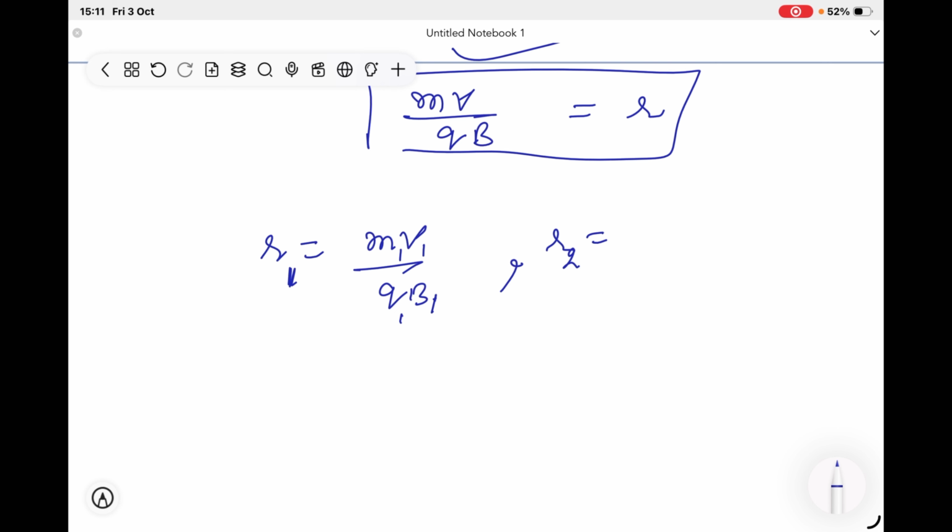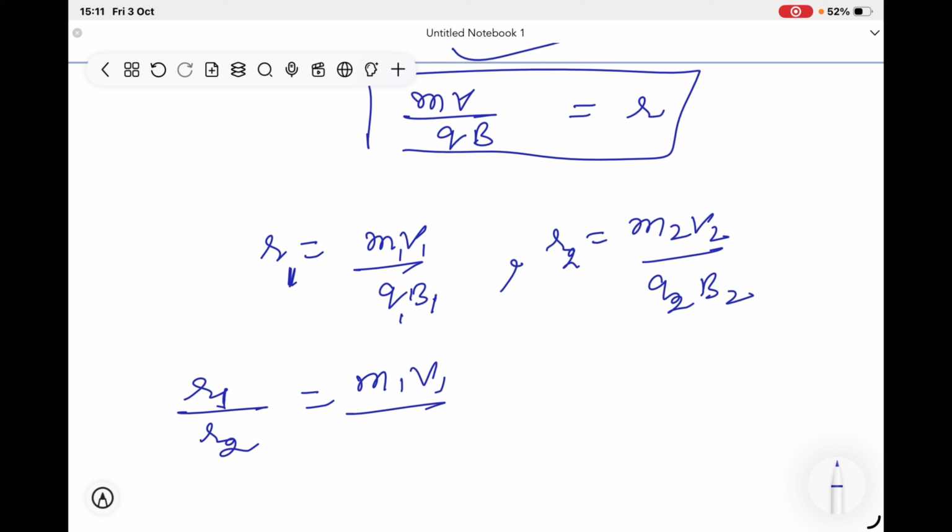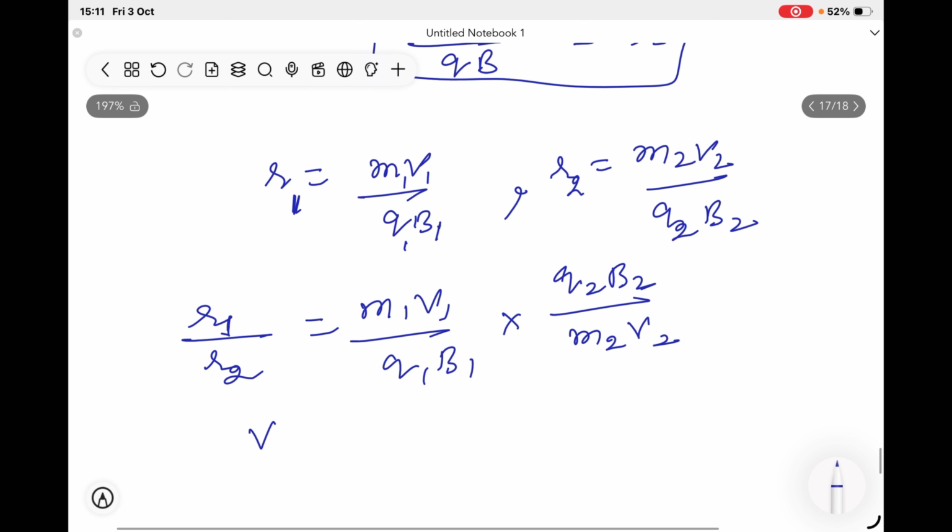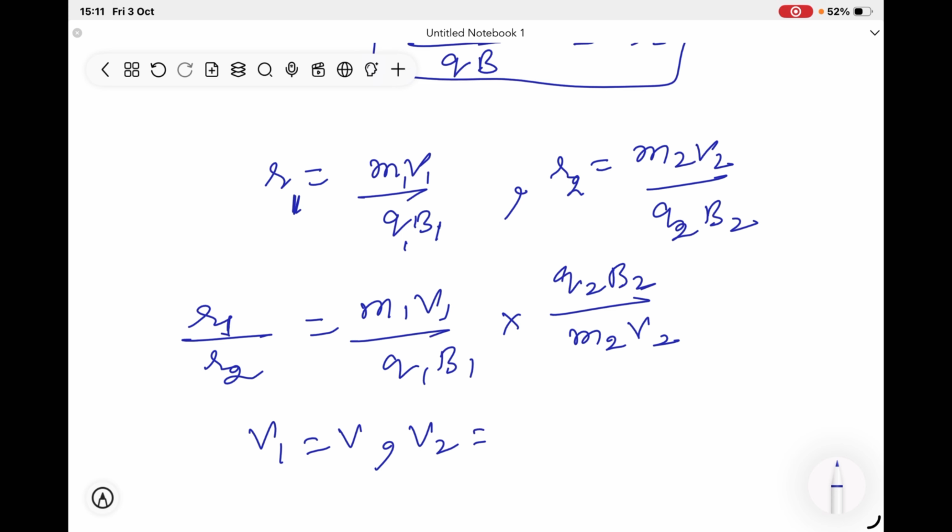Similarly, I will write it for 2, m2v2 divided by q2v2, and now I will divide. So radius 1 divided by radius 2 is, radius 1 will be written as it is, and radius 2 will be inverted, reciprocated. Now you can see velocity is same, v1 equals v and v2 was also equal to v. So v will be cancelled, and magnetic field was also same. B was uniform. They are kept in same magnetic field, so it is cancelled.